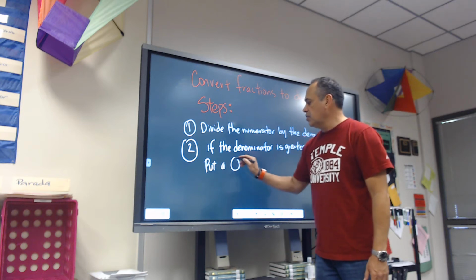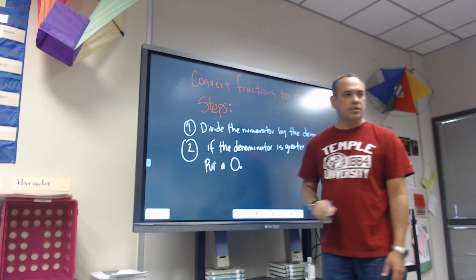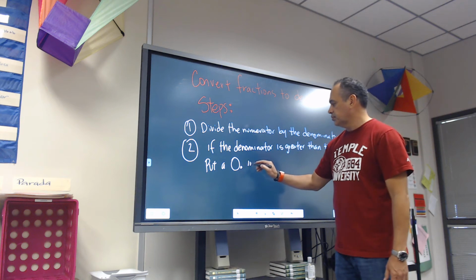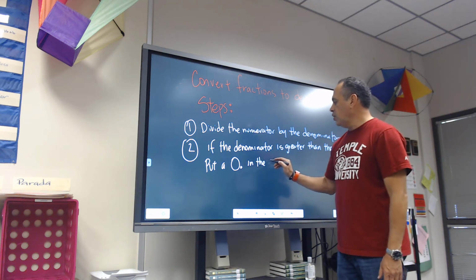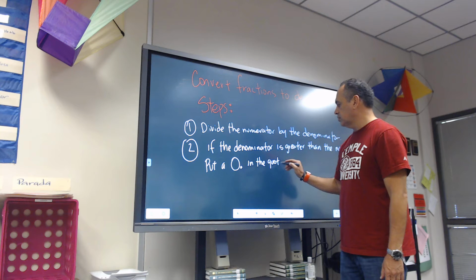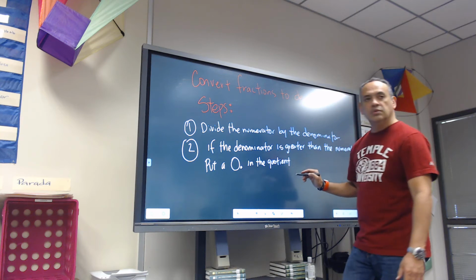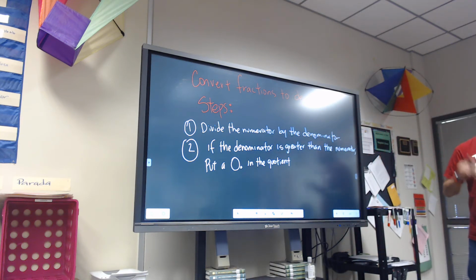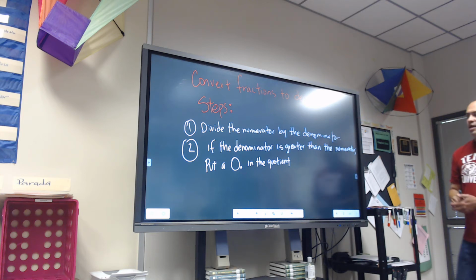a 0 and a point in the quotient. What is the quotient? The quotient is the answer. That's right. The quotient is the answer of the division, right? Okay. All right.